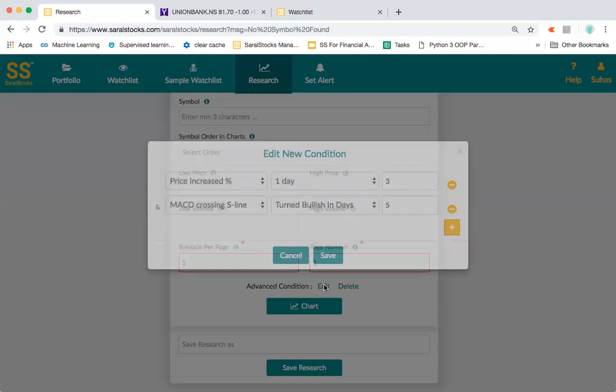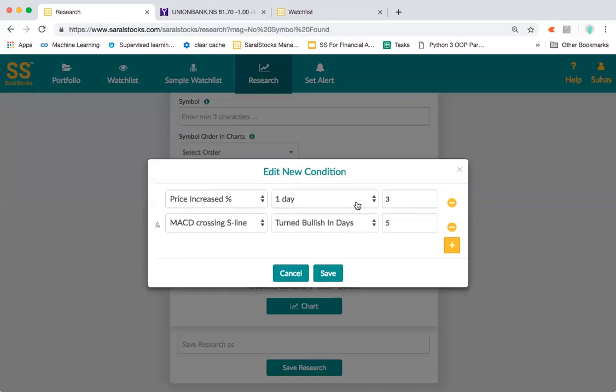These advanced conditions are cumulative. That means when I say price increase by percentage 1 day in 3%, and when I add one more condition here, the stock has to satisfy both the conditions. And hence now you will get less number of stocks with these 2 parameters being there, as when you had only a single parameter of price increase.